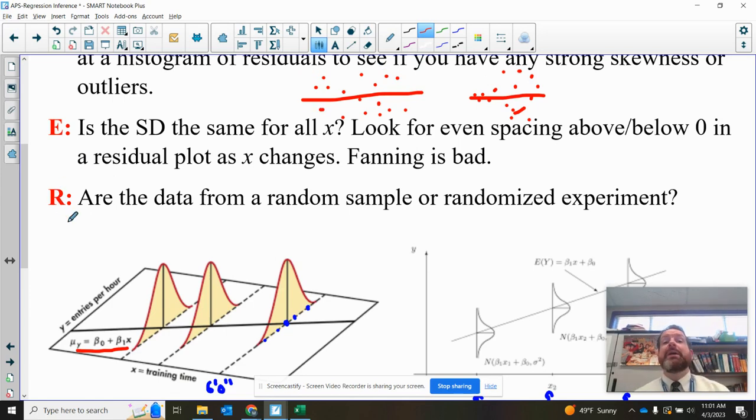And then lastly, the R, randomization. Always matters. Does it come from an experiment or does it come from a random sample? If you check those 5 things, those are the conditions you need to make sure are in place before you do a confidence interval or a hypothesis test.